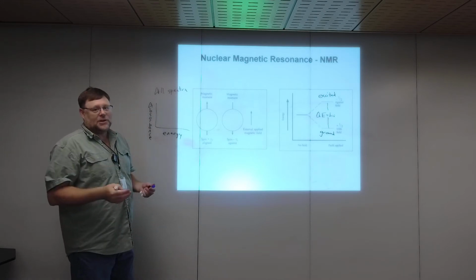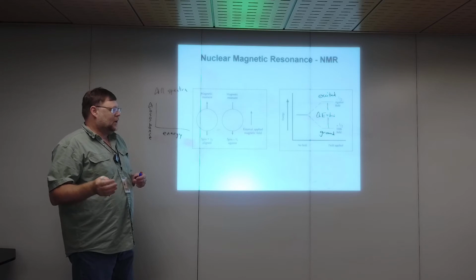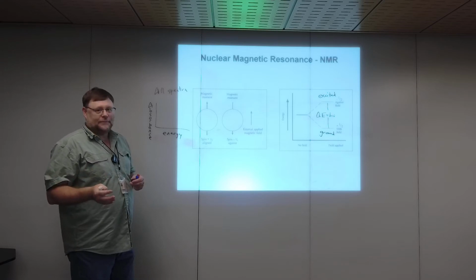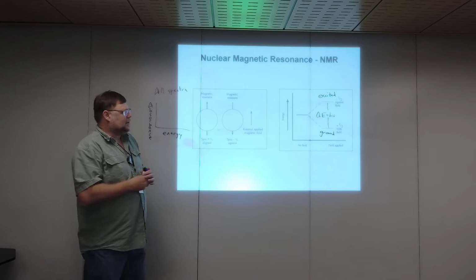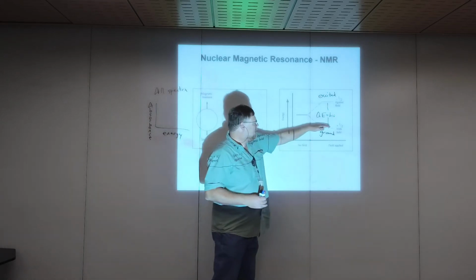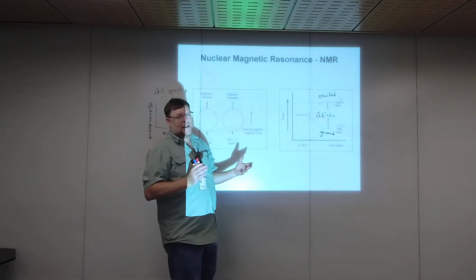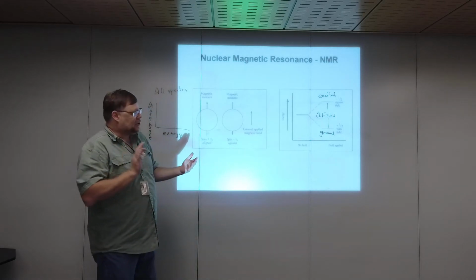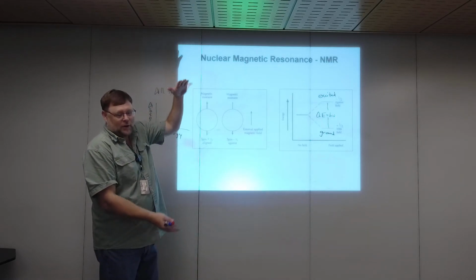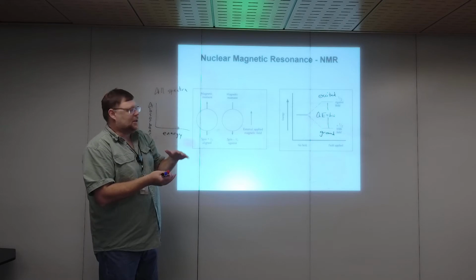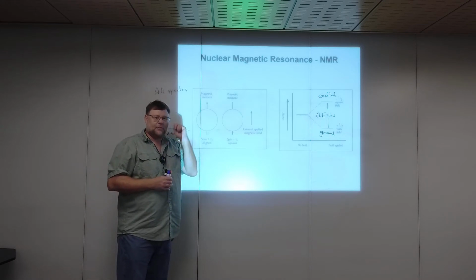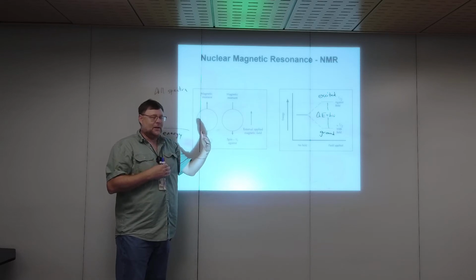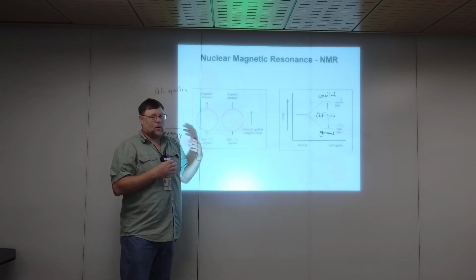It turns out that energy difference is equal to a radio photon, a radio wave. The other interesting thing about NMR is that this energy gap is proportional to the magnetic field. If I apply a stronger field, that gap grows. Weaker field, that gap shrinks. And so we typically classify our NMR spectrometers by that energy gap for a proton.